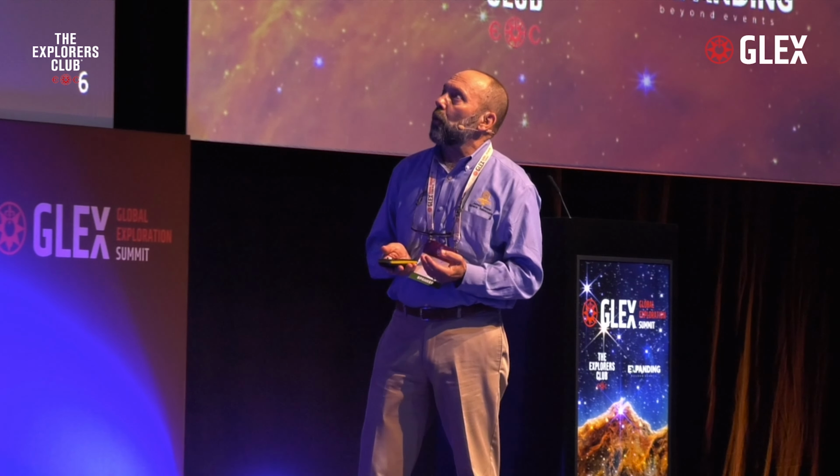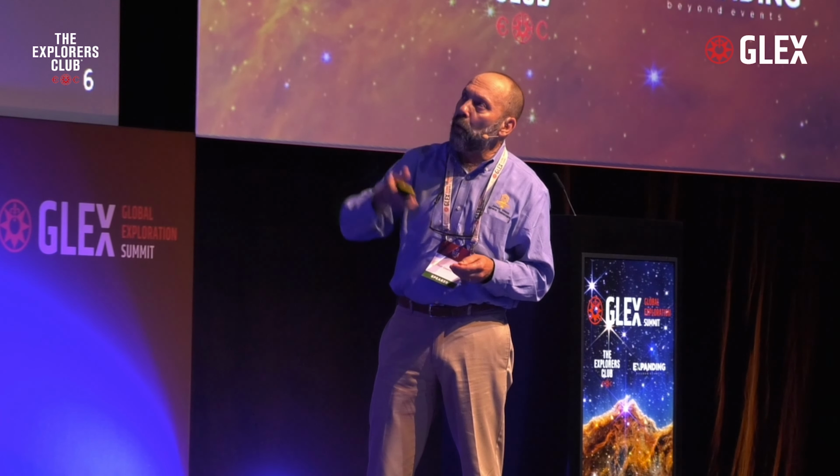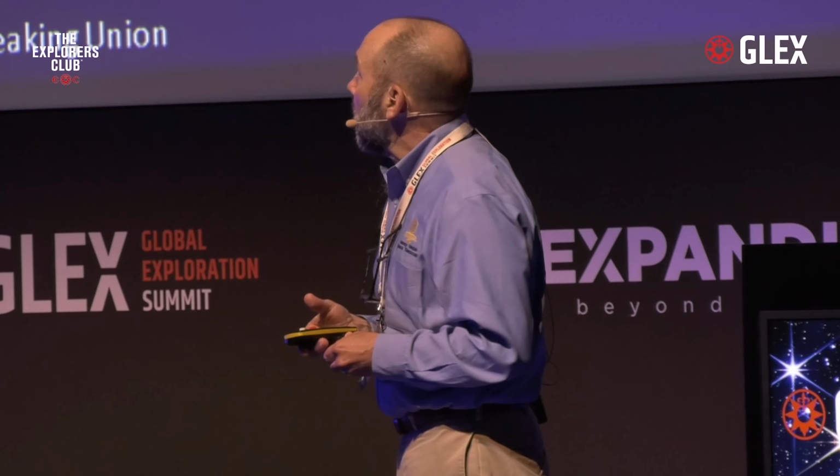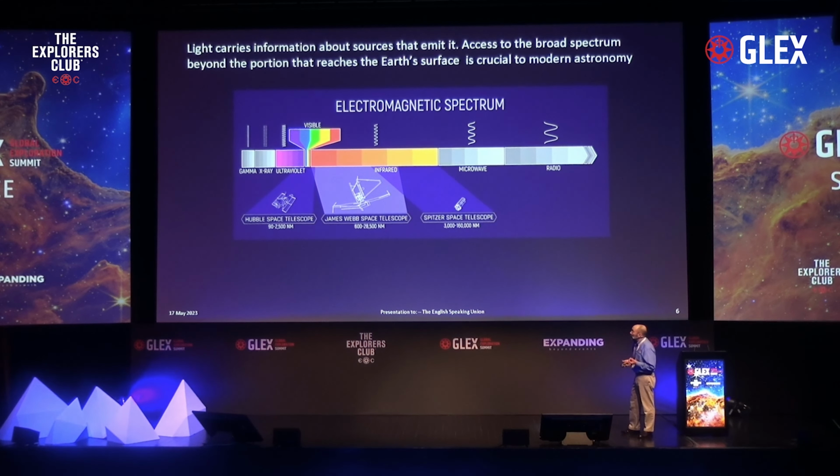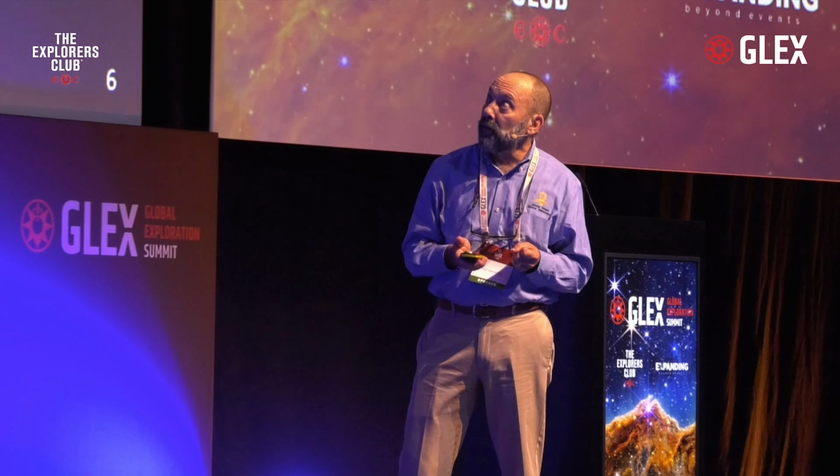So what is light? Light exists in an infinite spectrum of wavelengths, from infinitely short to infinitely long. And only a small slice of that spectrum can penetrate the atmosphere to reach the surface of the Earth. So our eyes have evolved to be sensitive to that small slice. But there's way more light out there that our eyes cannot see.